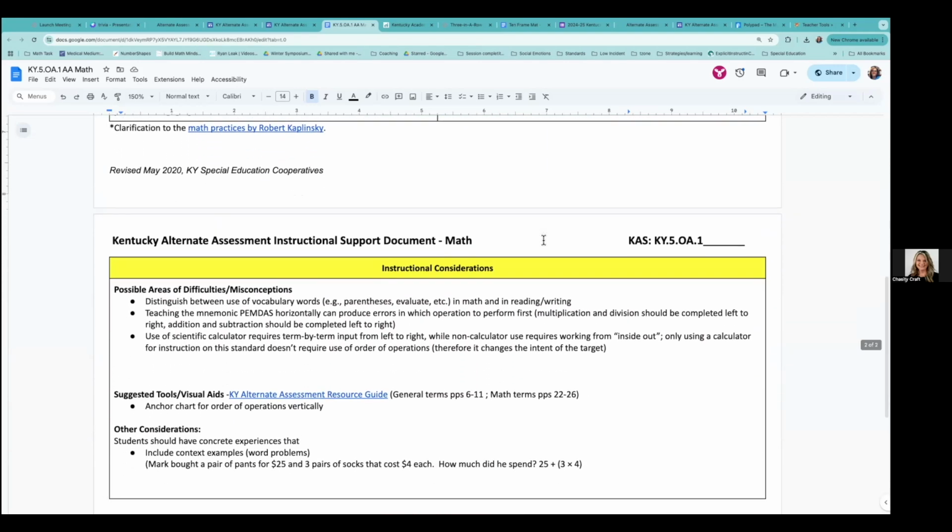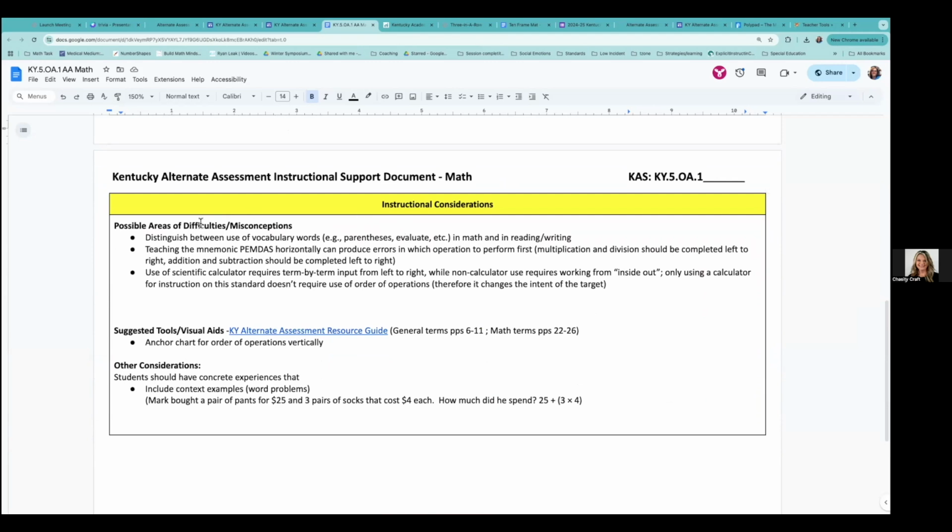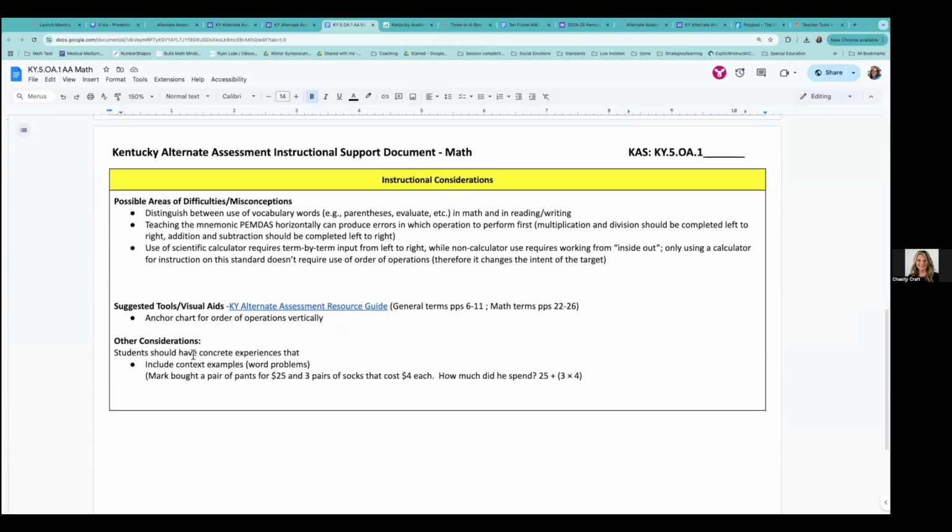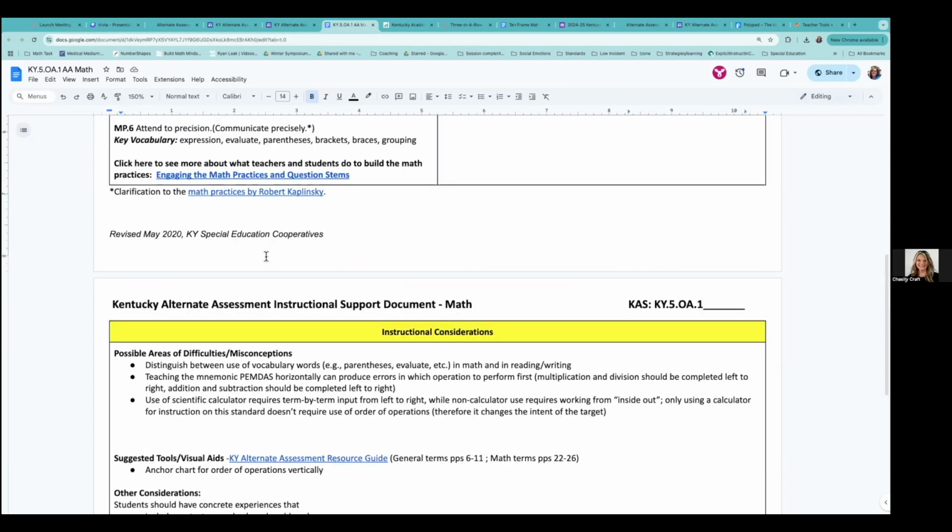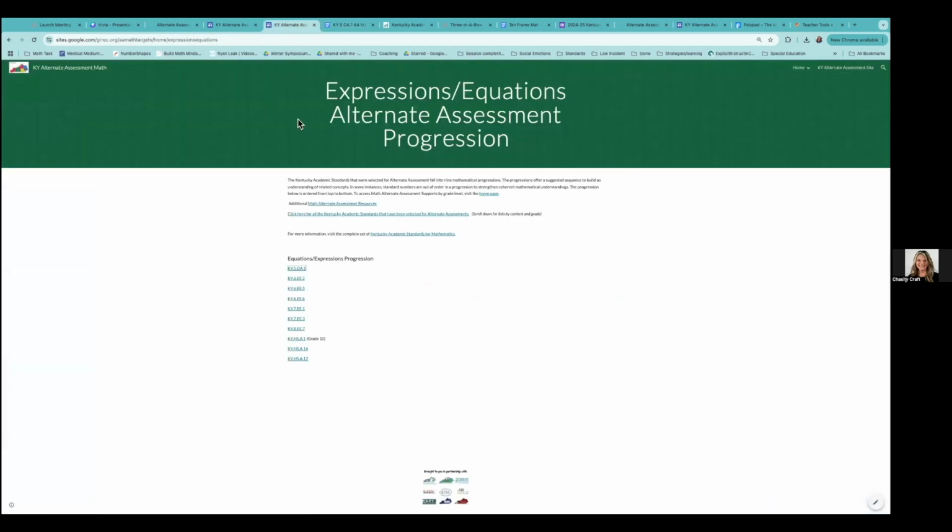Now, one of the things that, of course, we did not have was this wonderful part down here of possible areas of difficulties and misconceptions your child may have. And then other considerations that you may want to include. Word problems are always there. I say do not do naked numbers. Naked numbers confuse our kids because they need a way to connect it to something they understand. Another thing is having an anchor chart for the order of operations. I know a lot of us use PEMDAS. That's one way, but there are other ones out there, and it depends on your student as to what you may want to use. This is available to you inside that alternate folder.